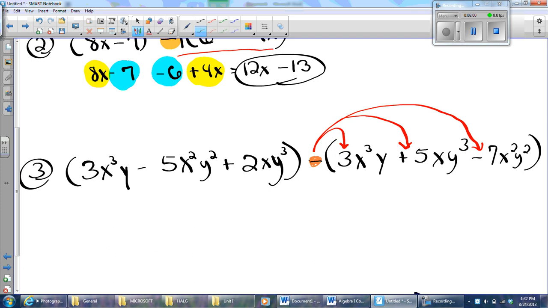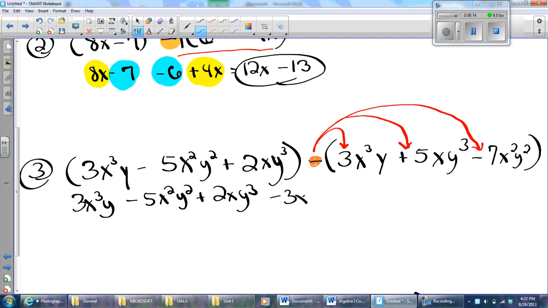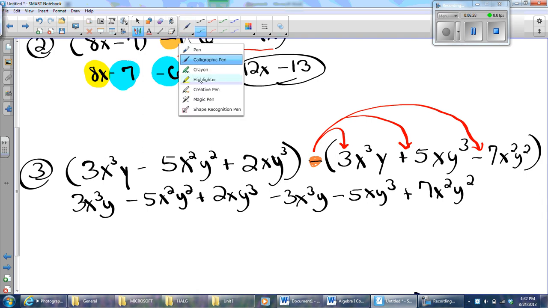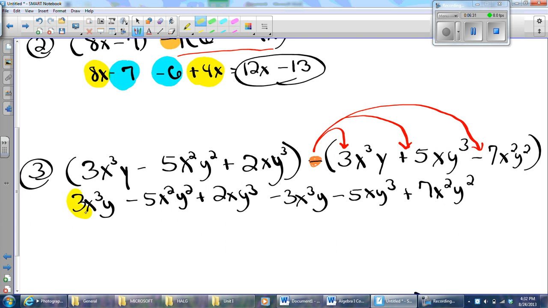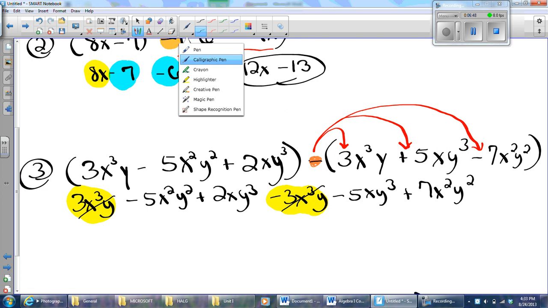Okay, so I'm going to have a 3x cubed y minus a 5x squared y squared plus 2xy cubed minus 3x cubed y minus 5xy cubed plus 7x squared y squared. Now I can go hunting for like terms. So I've got this guy here, 3x cubed y, and I've got a negative 3x cubed y. Looks like they're going to cancel out. I'm not going to write 0. I'm just going to cancel them out. Boom, boom. The only reason I'd write 0 is if there would be nothing left.